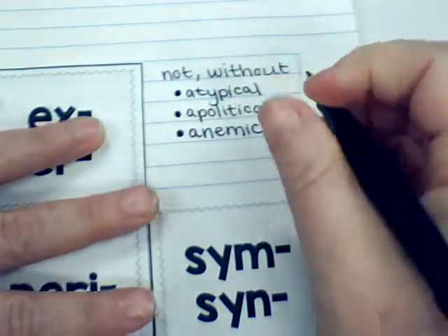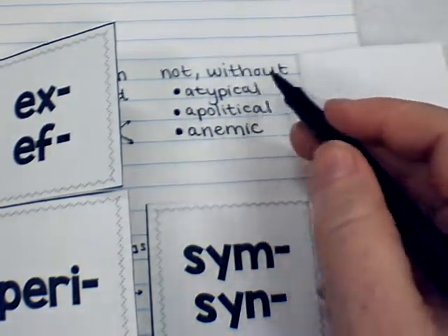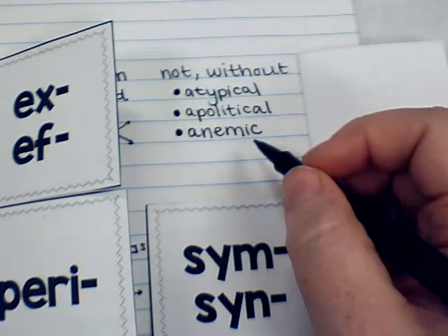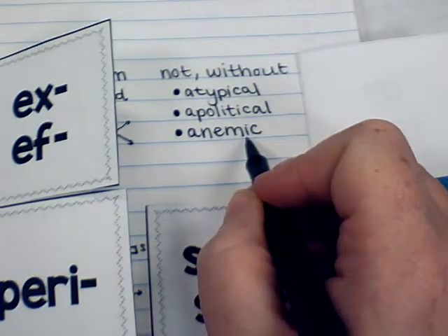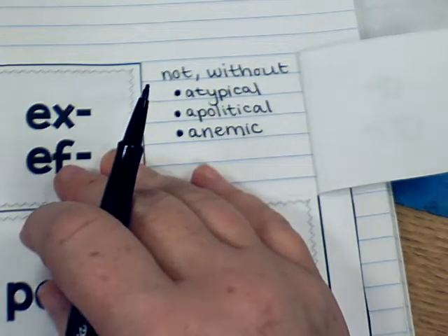Anemic is a condition where you're without some of the nutrients that you need. Usually I think of it as being something like iron. I don't know if it applies to other things. I'd have to look that up. But anemic means that you're without everything that you're supposed to have in your system.